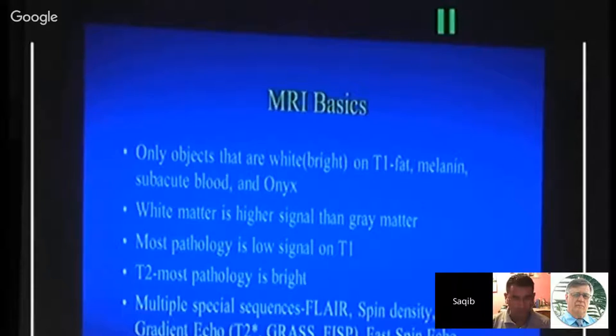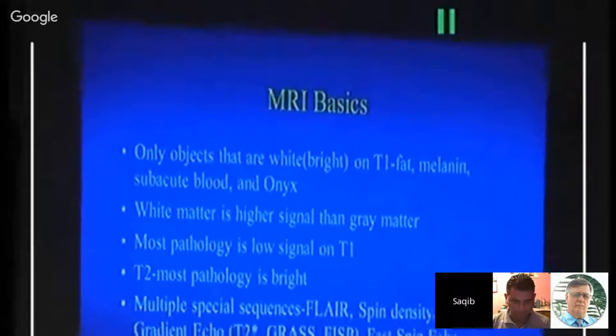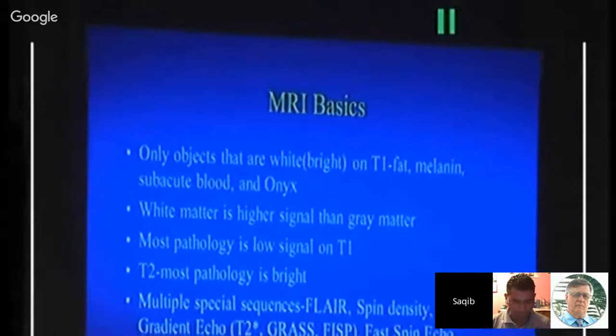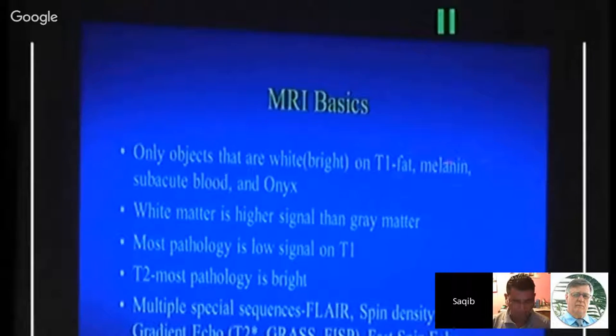Other things that are about MRI basics, there's only a few things that are really bright on T1. All right, fat is bright, melanin is bright. So if you have a melanoma, it tends to be bright on T1. Most other pathology tends to be dark. Subacute blood, as we just talked about, is bright on the T1 weighted image. And then onyx, which is an embolization agent, also tends to be bright on T1. So very few things are bright on T1. All right, so most pathology is low signal on T1. All right. And most pathology is bright on T2 images. So these are just sort of imaging basics.